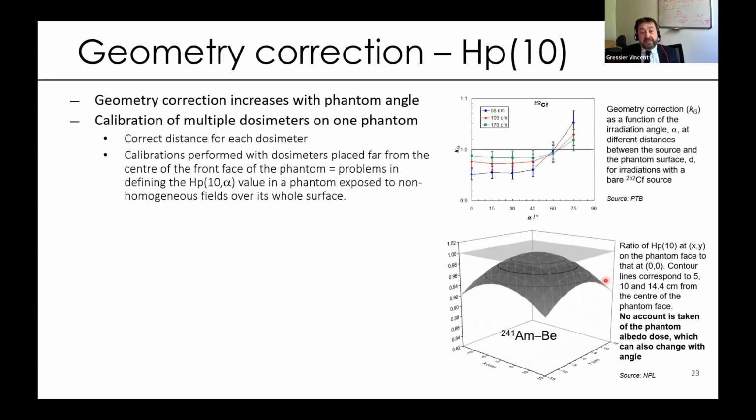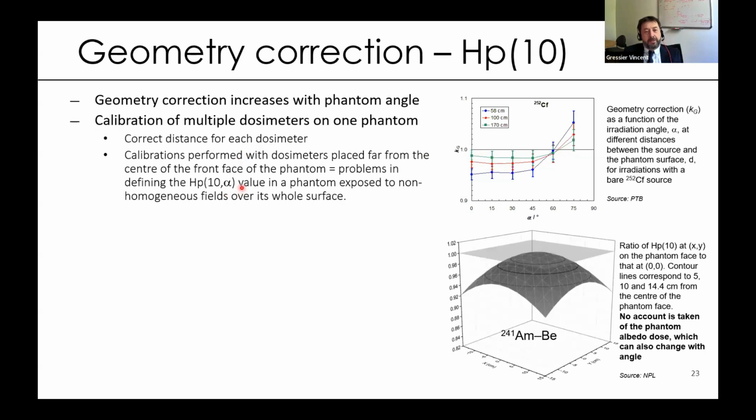If we look at the geometry correction for Hp(10), the personal dose equivalent, the geometry correction will increase with the phantom angle. This is the angle of rotation of the phantom, and this is the correction compared to the angle 60. You see that if you are at 60 centimeters, you will have a variation of about 5% compared to 60 degrees, and even 10% compared to 75 degrees. And at larger distances, of course, this effect is much reduced.